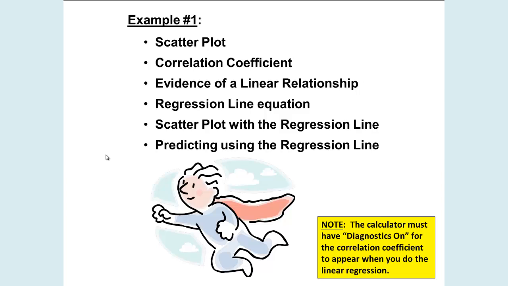Now we're going to look at the evidence of a linear relationship, regression line equation, scatter plot with regression line, and predicting using the regression line. Note, the calculator must have your diagnostics on for the correlation coefficient to appear when you do the linear regression. The screenshot from part 1 of this video set had a screenshot where the R did not show up. That's because the diagnostics was not on. On this screenshot, you will see the diagnostics on.